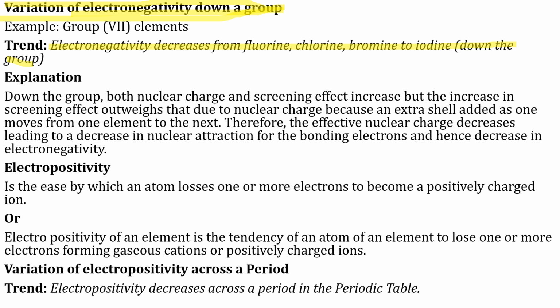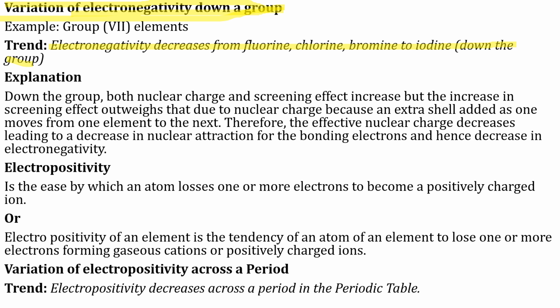So I told you before explaining something, first question yourself, what's happening down the group? So you find that down the group, you always have an increase in atomic radius. And since you're having an increase in atomic radius, that means that the tendency to attract electrons is going to be progressively decreasing. That's why we are saying down the group, both nuclear charge and screening effect increase, but increase in screening effect outweighs that due to nuclear charge, because an extra shell is added as one moves from one element to the next. Therefore, effective nuclear charge decreases.